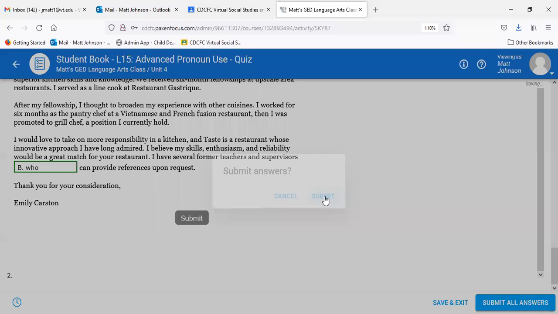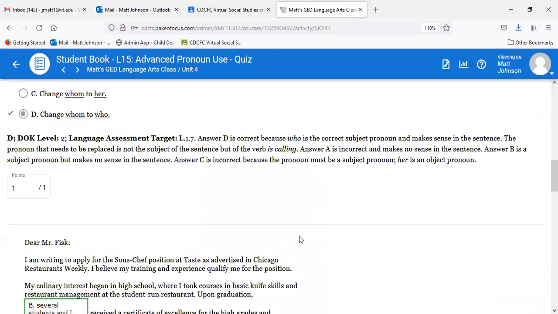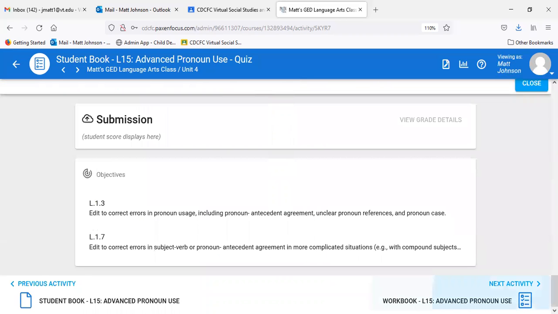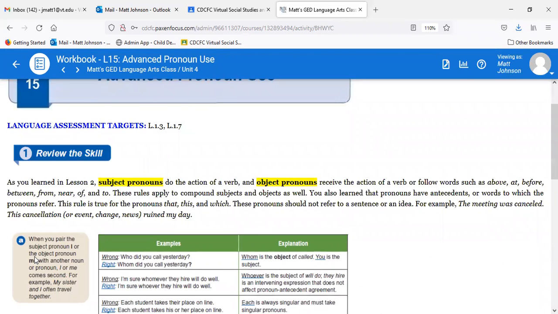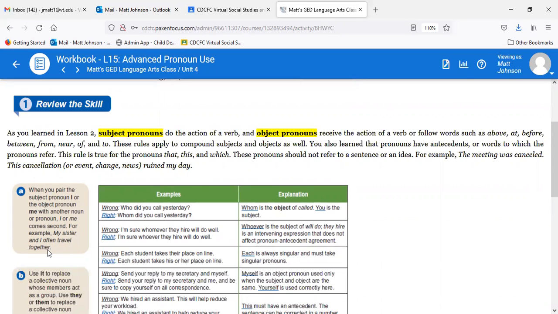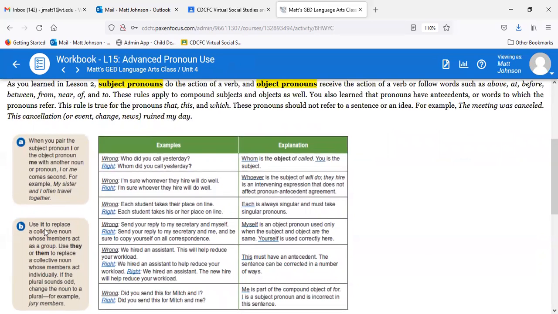And for our workbook, final section here for today. So when you pair the subject pronoun I or the object pronoun me with another noun or pronoun, I or me comes second. So it always comes second if it's a situation where you're describing more than one person or one group of people. So my sister and I, my sister and me, I and me will always come second.